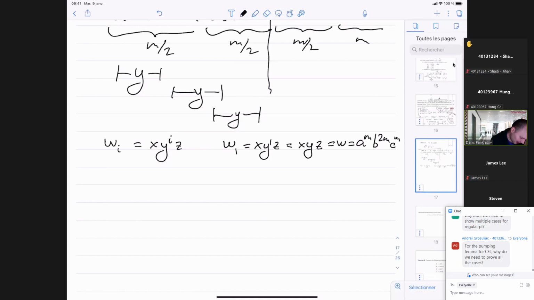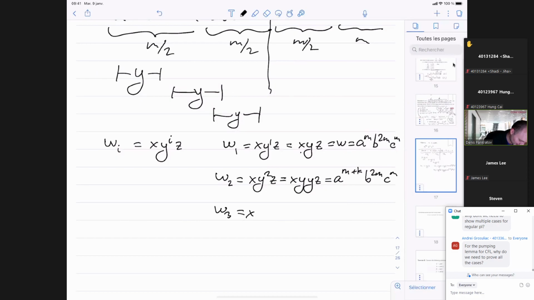So if we pump up, like W2, we would have XY squared Z, which is XY, YZ. Remember that if Y consists of A to the K, then altogether X, Y, Z give you M A's. So you have an extra K A's when you repeat it. So you get A to the power M plus K, B to the power 2M, C to the power M.